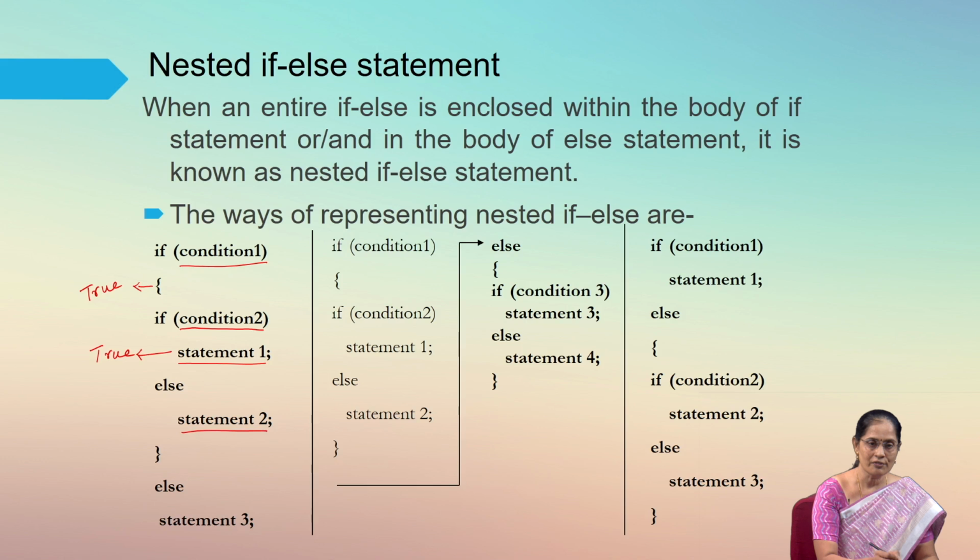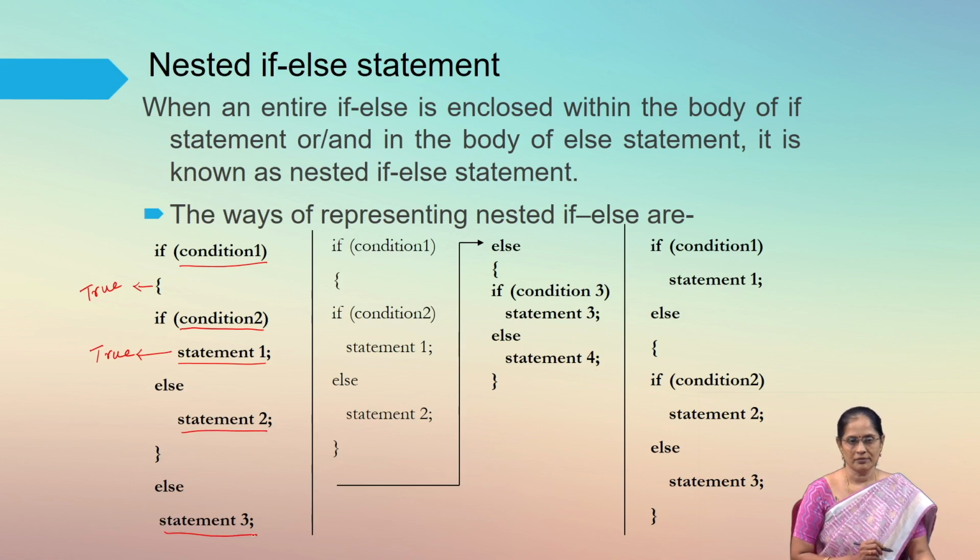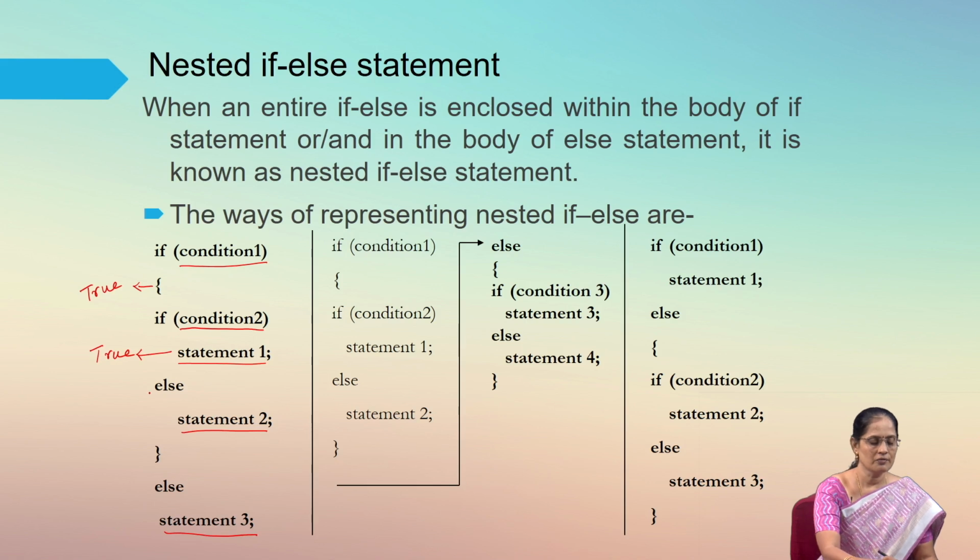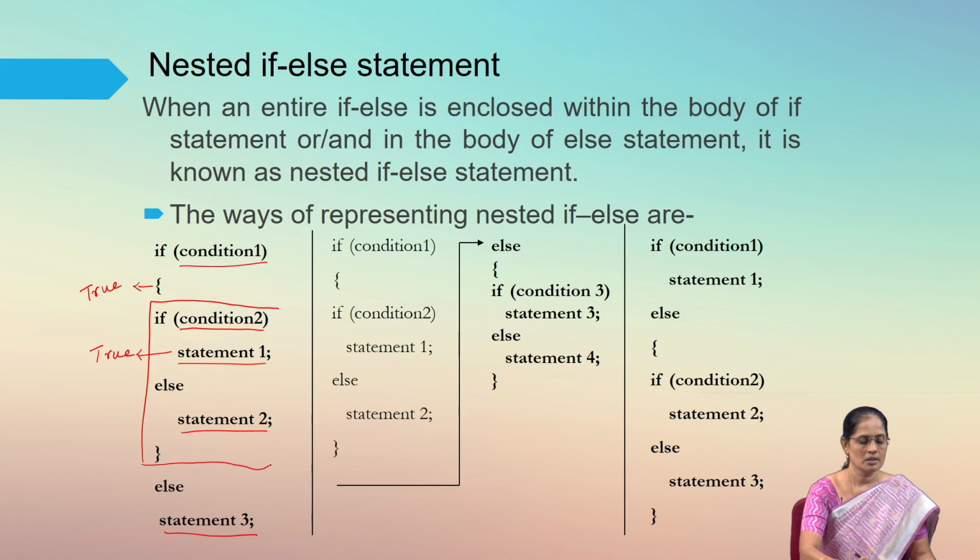If condition 1 fails, then statement 3 will be executed. Now, actually what we have done is change the structure of the if statement in such a way that the complete if else block is enclosed within another if statement. Henceforth, we call this type of structure a nested if structure.